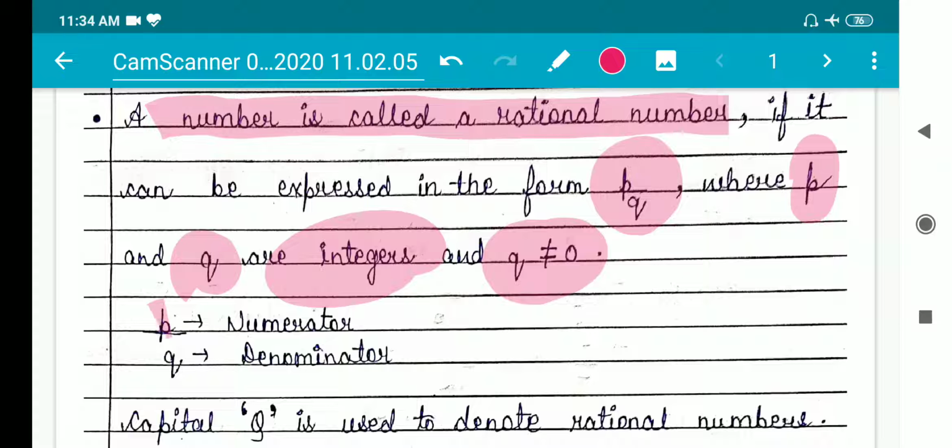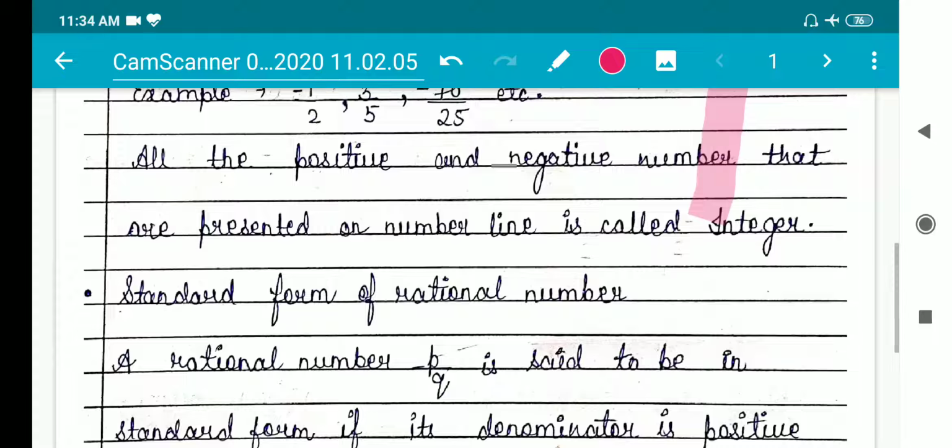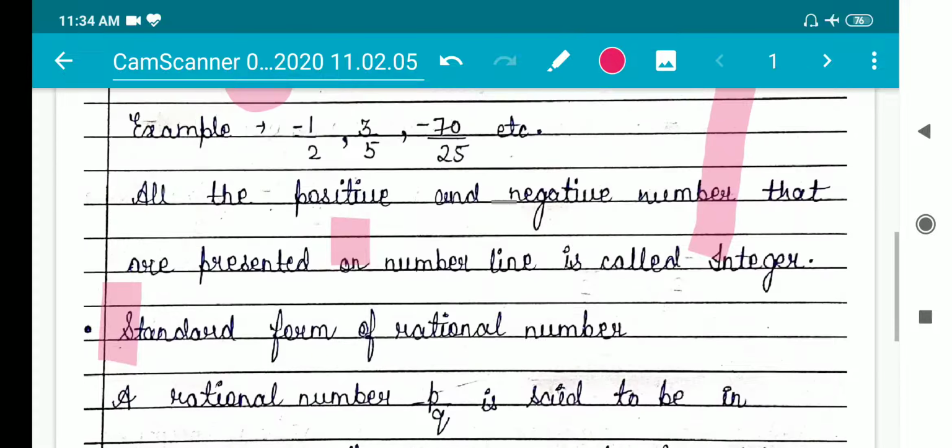Small p is used to denote the numerator of a rational number and small q is used to denote the denominator of the rational number. Now, as we know that capital W is used to denote whole numbers, in the same way capital Q is used to denote rational numbers. There are many examples given below, like minus 1, 3 by 5, minus 70 by 25, etc.